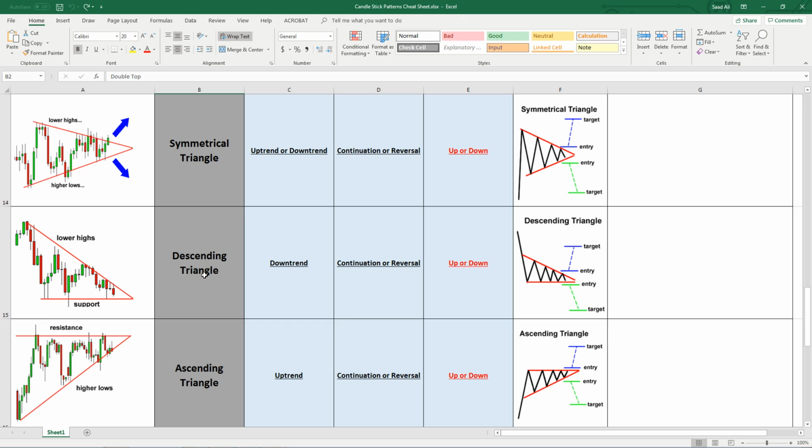Next one here is a descending triangle. So basically it forms during a downtrend, and then it starts getting stuck in this little descending triangle. This could be a continuation or reversal formation. We don't know if it's going to go up or down. So that's why this target here could either be a buy or a sell. We would wait for it to break out, maybe retrace and retest one of these levels before we enter.